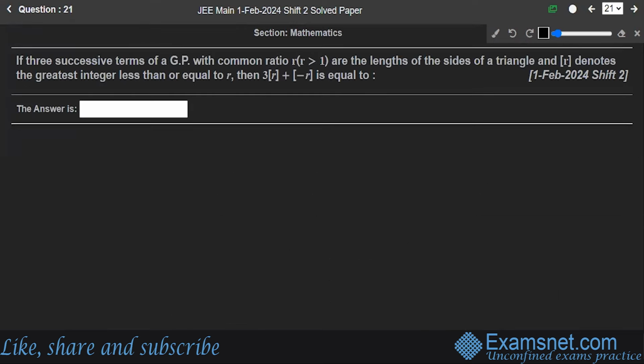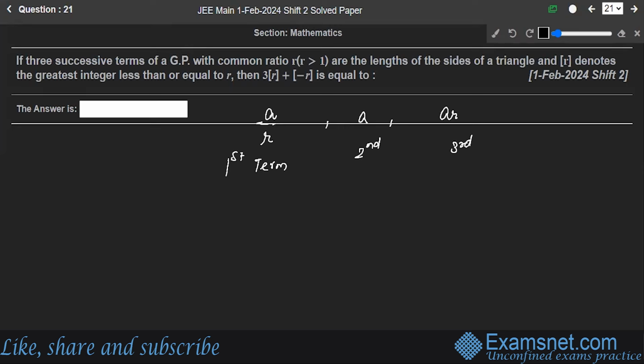Question number 21. If three consecutive terms of a GP with common ratio r greater than 1 are the lengths of the sides of a triangle, and this represents the greatest integer less than or equal to r, then what is the value of this expression? All right. First thing, you are given three terms in GP. I'll assume the first term to be a by r, the second one to be a, and the third one to be a into r.